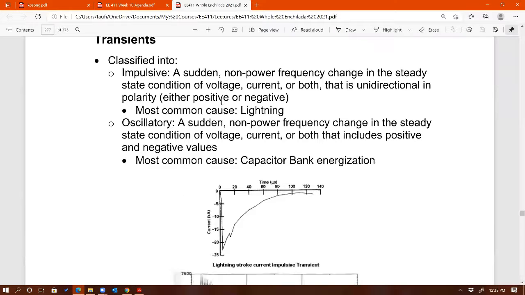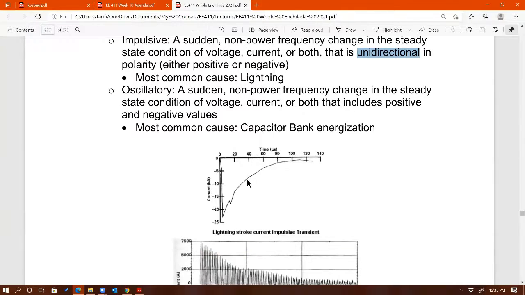So briefly, let's go through the different definitions. Right? Transient problems in power quality refer to impulsive or oscillatory transients. An impulsive transient refers to a sudden, non-power frequency change in the steady state conditions of voltage, current, or both, that is unidirectional. So the key word there is unidirectional, right? Either positive or negative. So the pulse is either positive or negative. The most common cause is lightning. Here's an example of it right there.